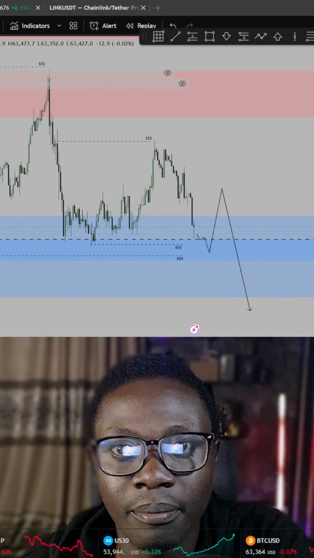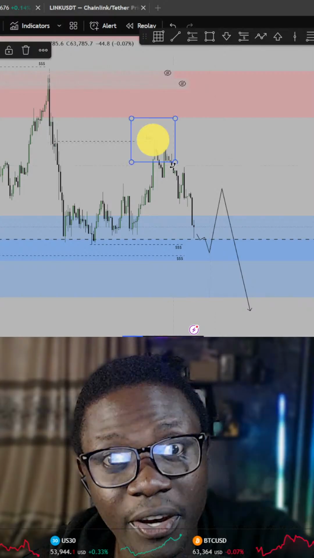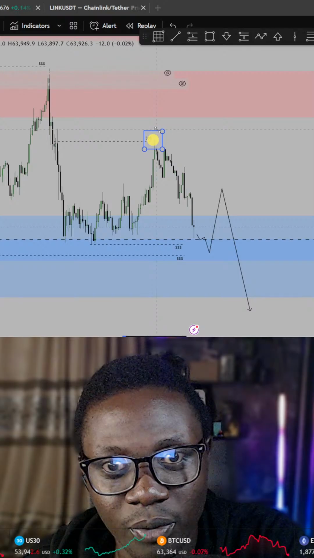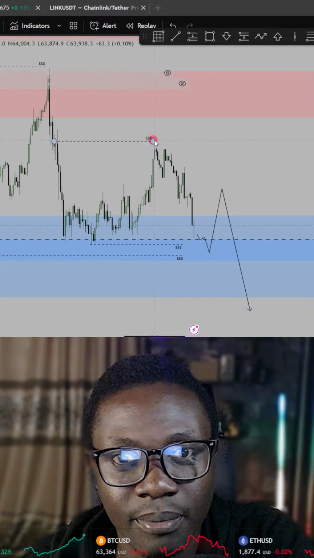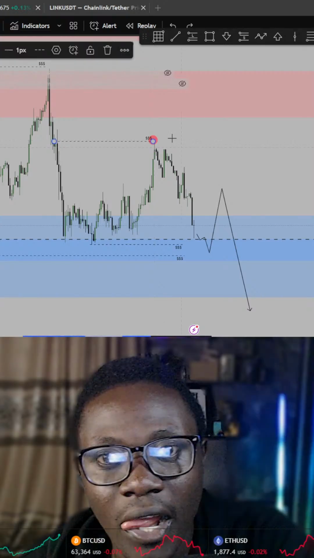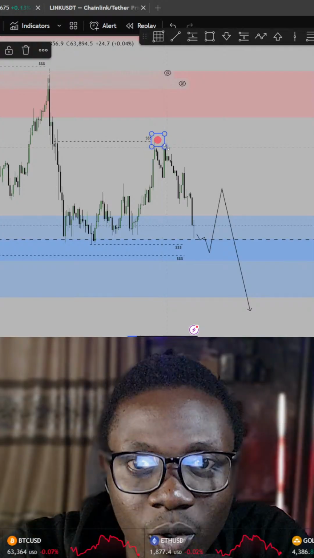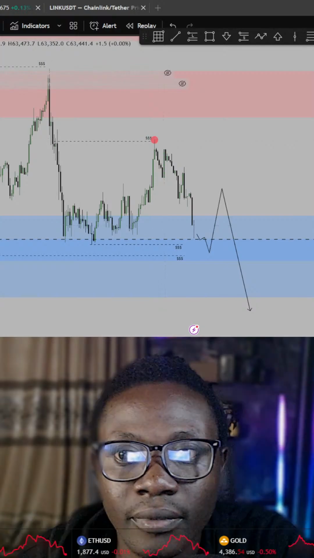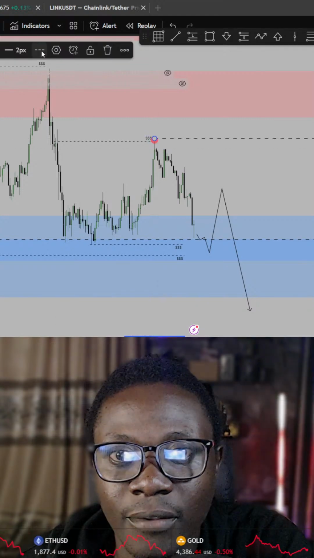I'm making this point my local low, which of course is not, it's an internal range. Yeah, I know, but it's my local low. Yeah, that's my local low for the time being. Okay. The stop loss is going to be right there for that one.